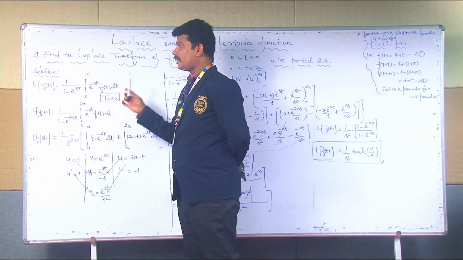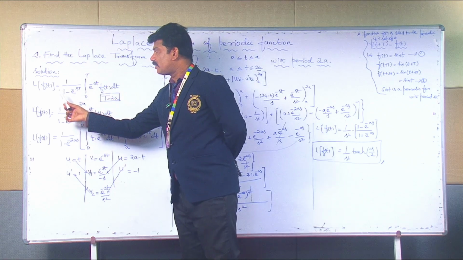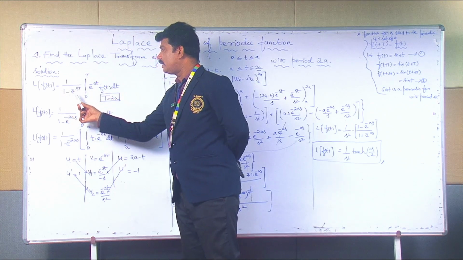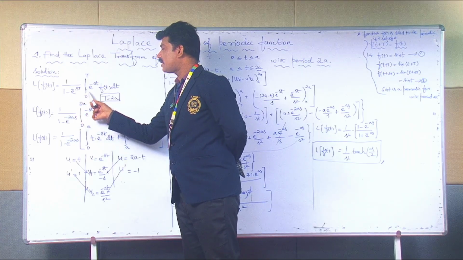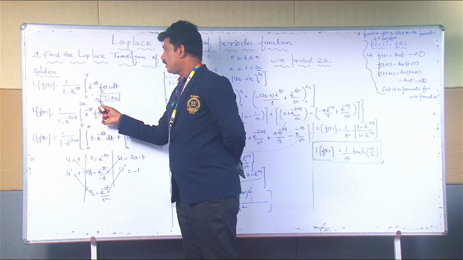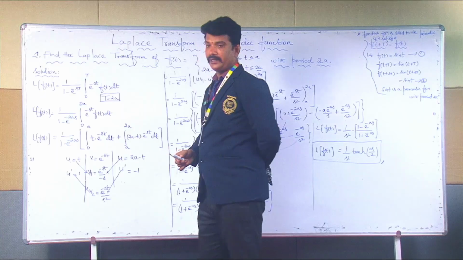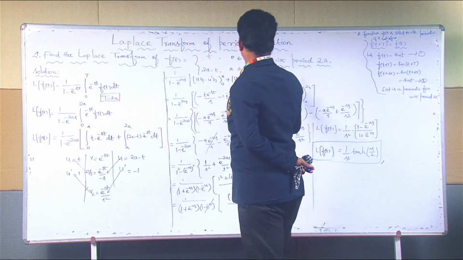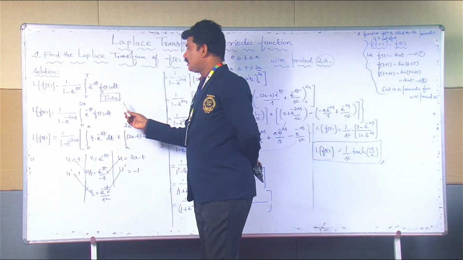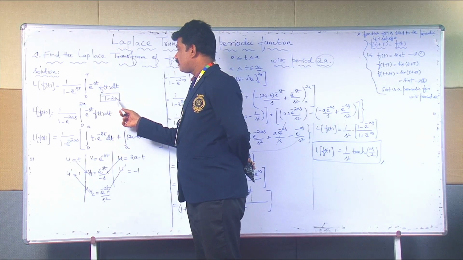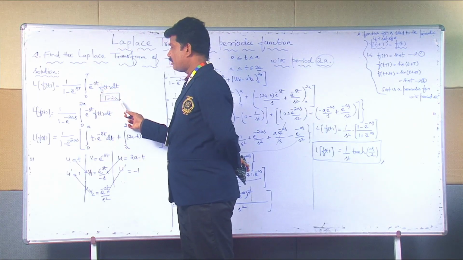One more time I am going to tell you the formula. Look at the formula and try to understand it clearly. L{f(t)} = 1/(1 − e^(−sT)) ∫ from 0 to T of e^(−st) f(t) dt. This capital T is called the period of the function. In this problem, what is the period? The period is 2a. So therefore, in place of capital T, we are going to replace 2a.